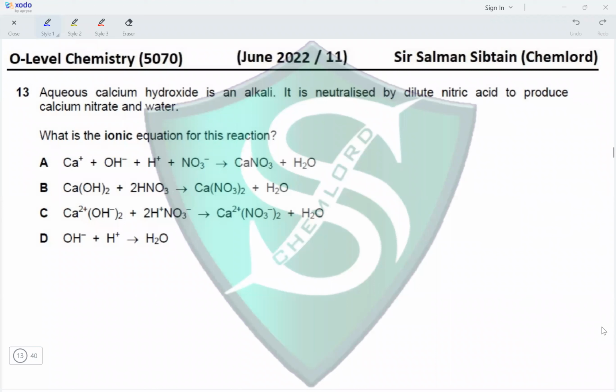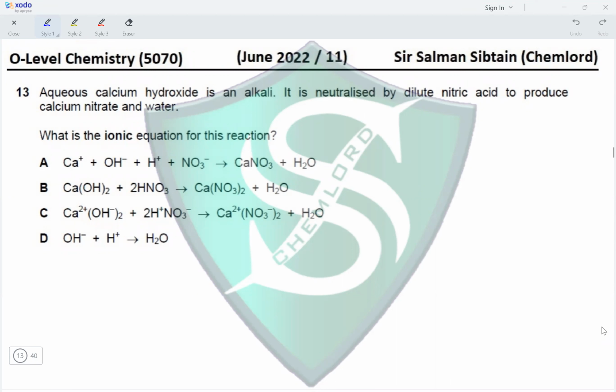Question 13. Aqueous calcium hydroxide is an alkali. It is neutralized by dilute nitric acid to produce calcium nitrate and water. What is the ionic equation for this reaction? Okay, so we have an alkali reacting with an acid, and we are talking about the ionic equation.